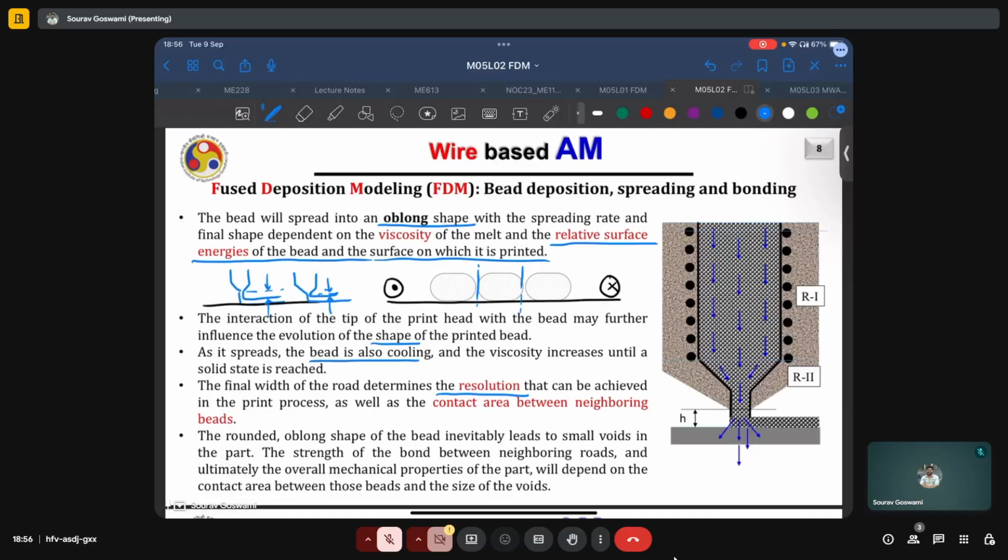And then the contact area between neighboring beads is also determined by this final width. Because typically we will deposit these beads with some step over. Say for a particular process parameter combination, you already worked out the step over distance and optimized it based on the spreading behavior of the bead at that step over distance and some particular set of process parameters.